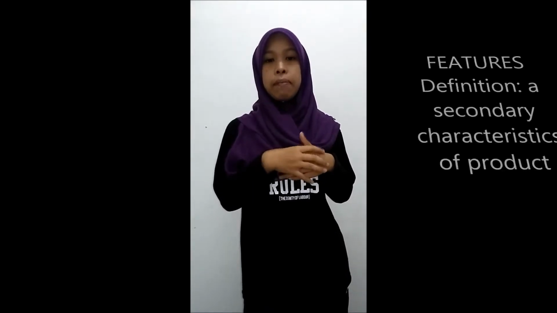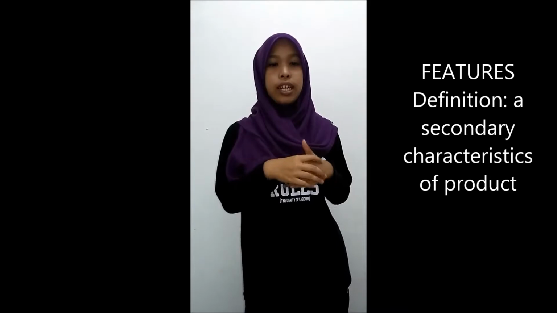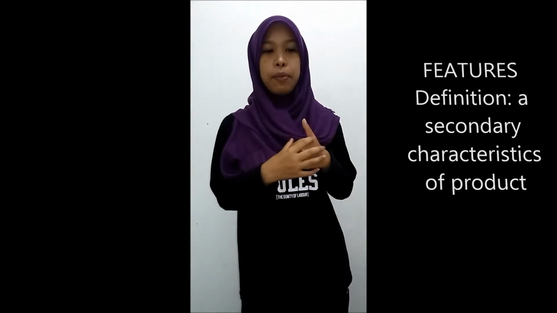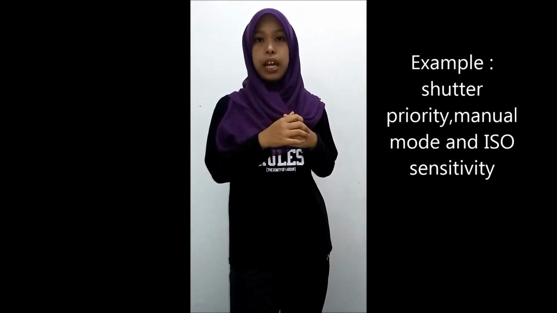Next, I'll explain my part, which is features. What is a feature? A feature is a secondary characteristic of a product. It is also known as a typical quality of an important part of something. For example, features of cameras are shutter priority, manual mode, ISO sensitivity, white balance, picture effect, and others.